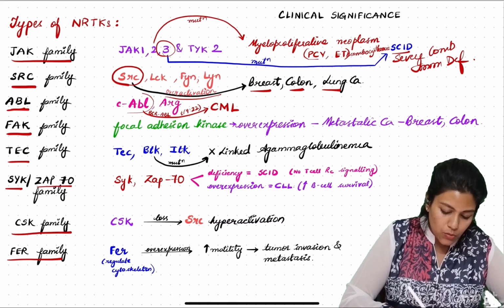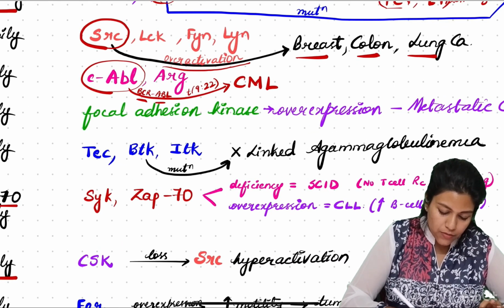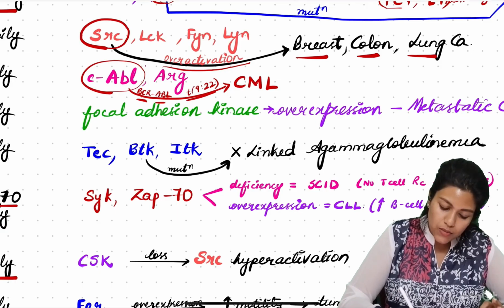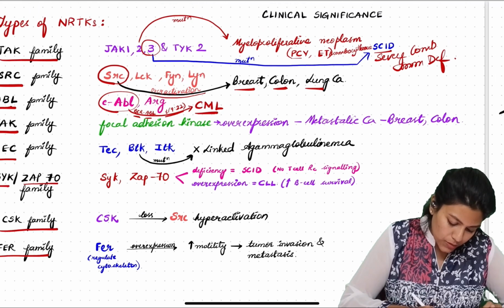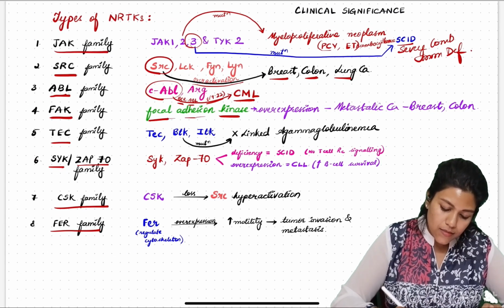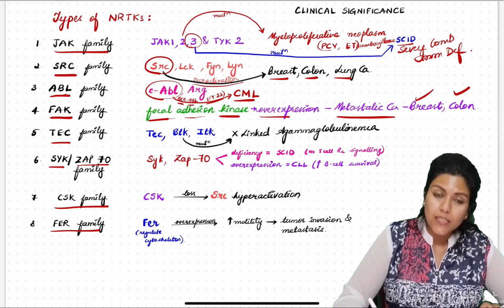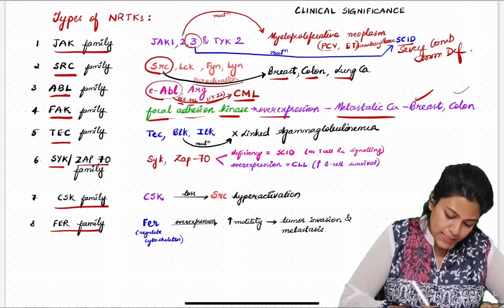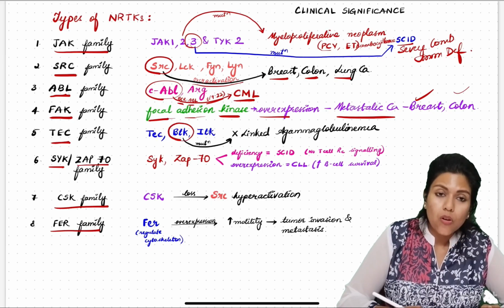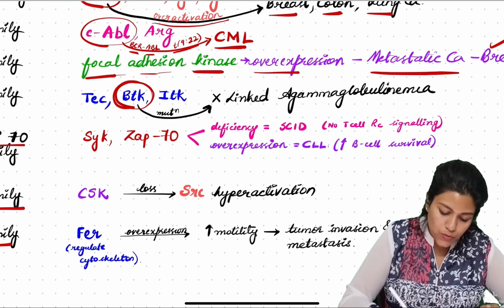ABL family: we all know the classical BCR-ABL fusion seen in translocation 9;22 will lead to chronic myeloid leukemia. And coming to the FAK family, focal adhesion kinases, overexpression is associated with metastatic cancer, especially of breast and colon. TEC family: Bruton tyrosine kinase (BTK) mutation is associated with X-linked agammaglobulinemia.